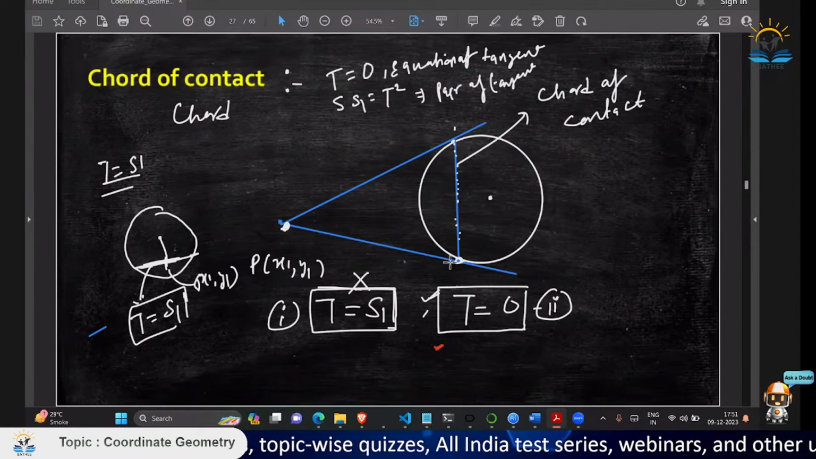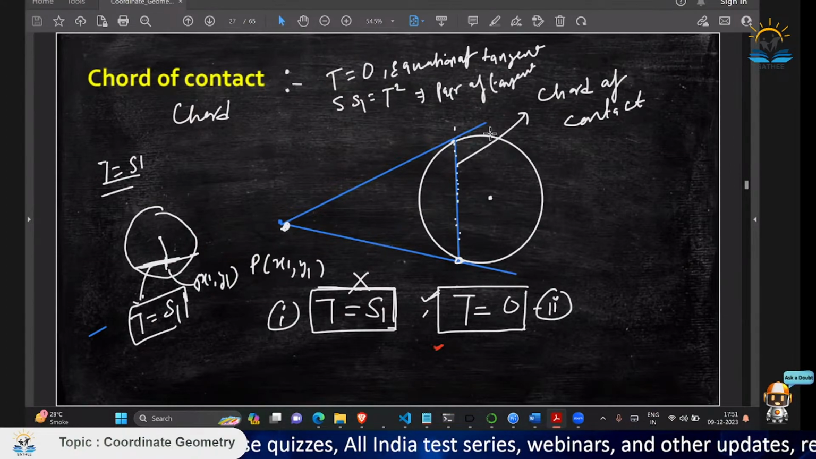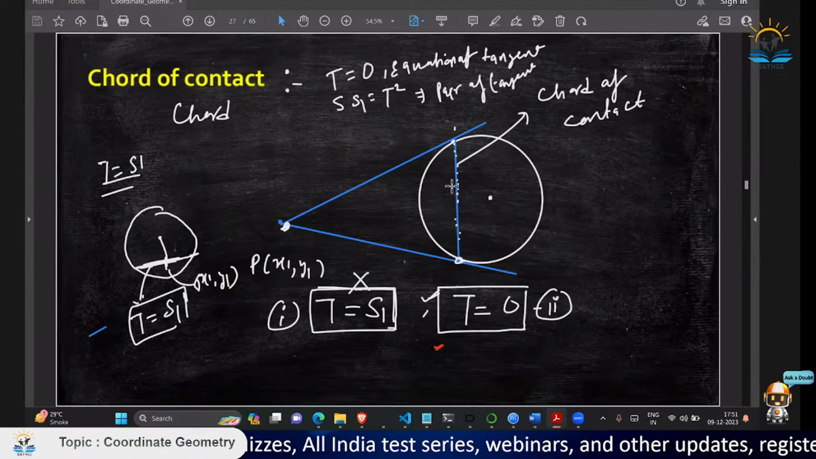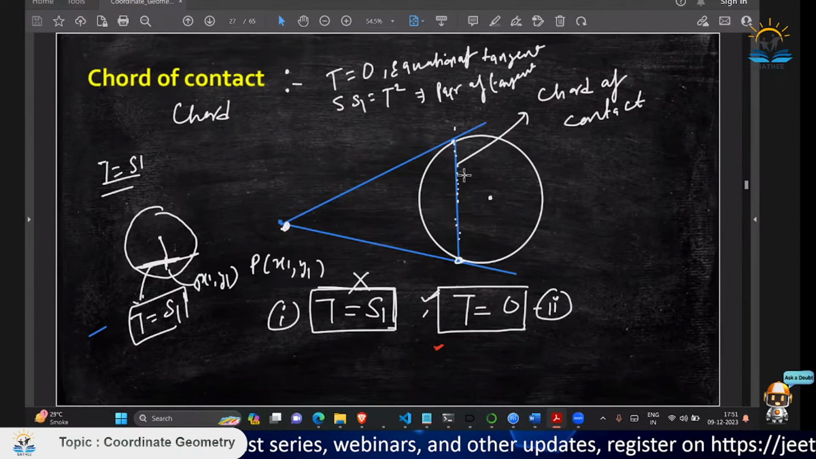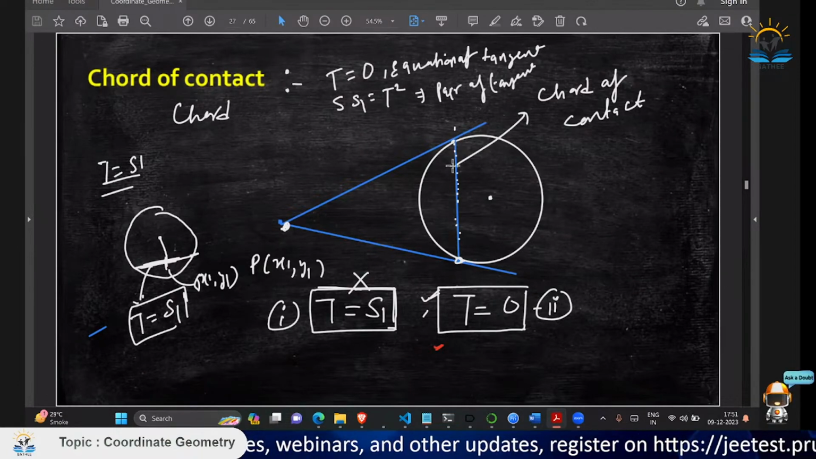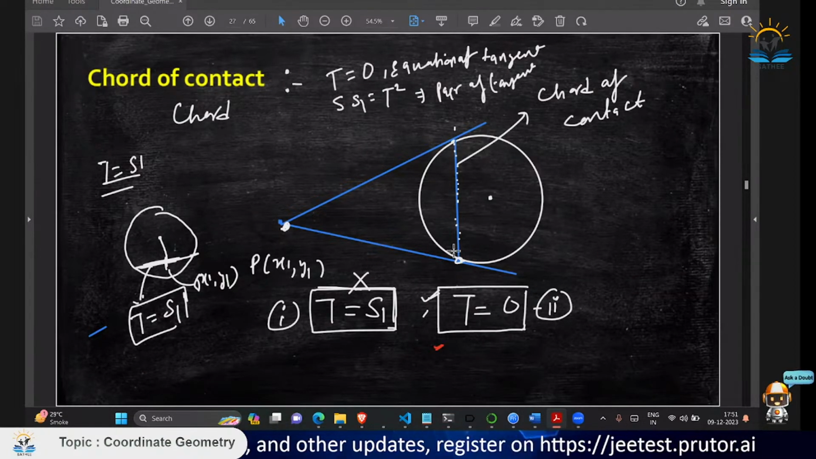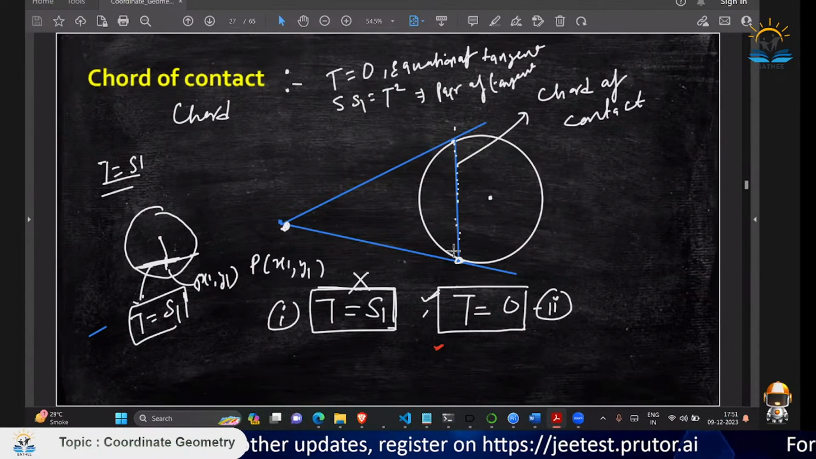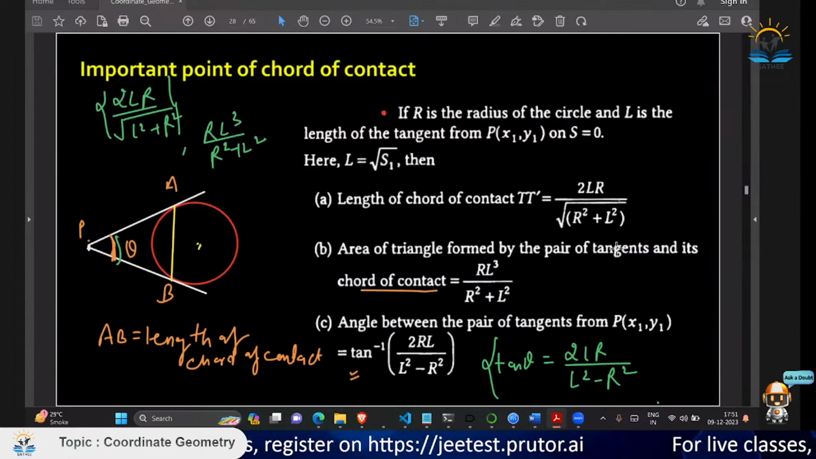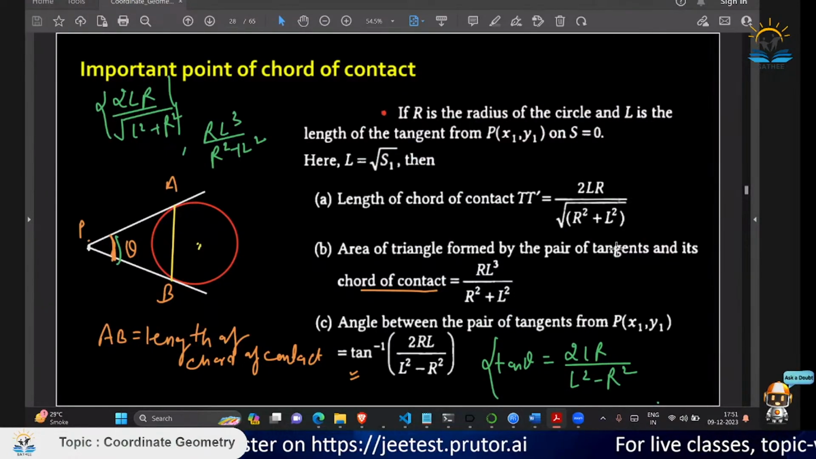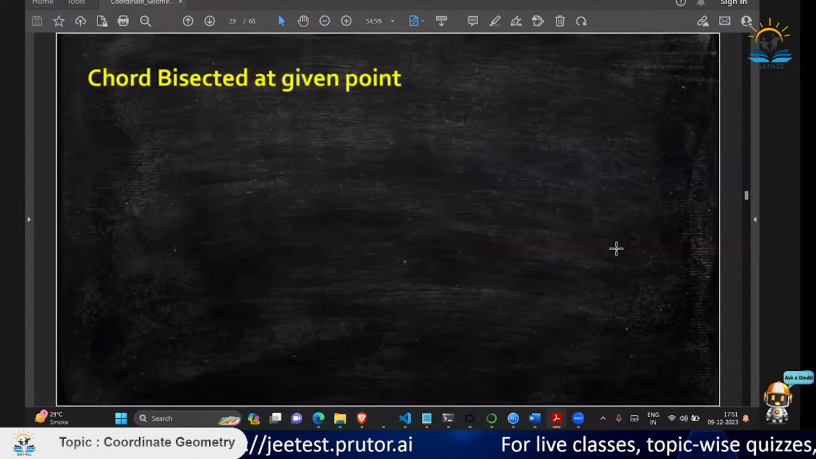So chord of contact, when you throw two tangents from a point to the circle, these two points when joined by a line, this line is called the chord of contact. Chord of contact, C of C. Okay, chord of contact. You don't need to remember this.